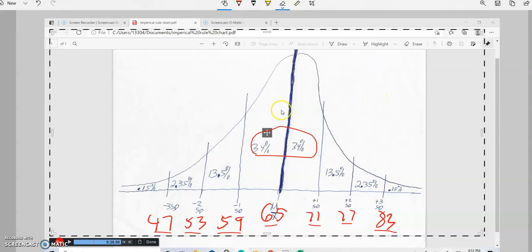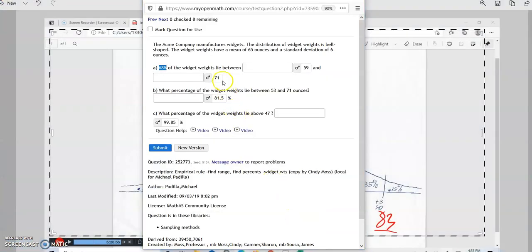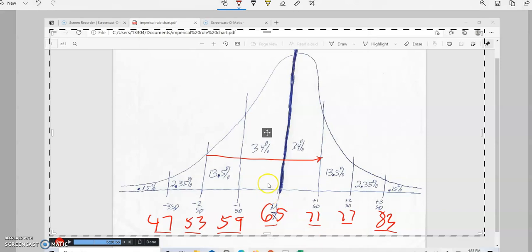So between 53 and 71, let me get rid of this here. So between 53 and 71. So again, you have this chart. It's real easy to answer any question they give you. And the answer to that, when you add those up, is 81.5, okay? And then the last one is above 47.